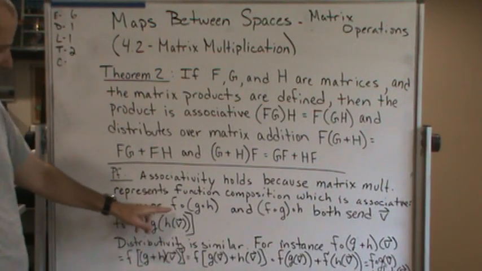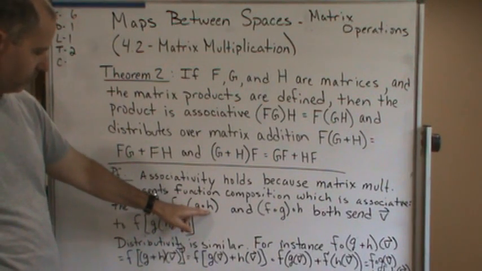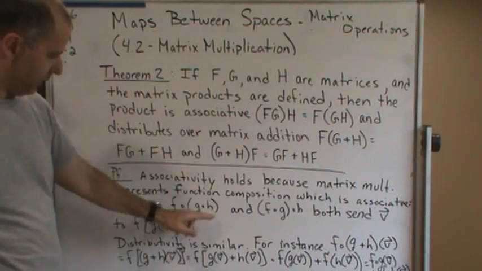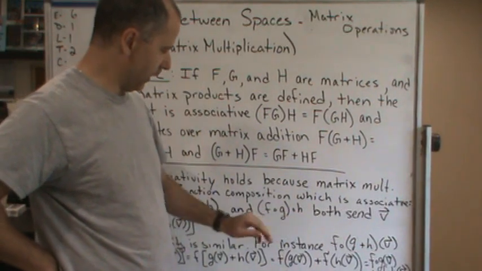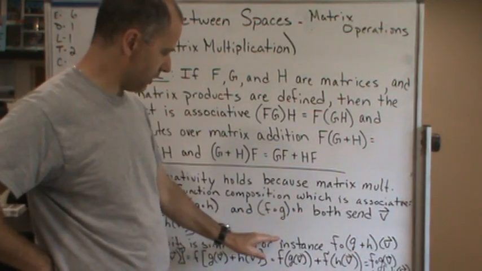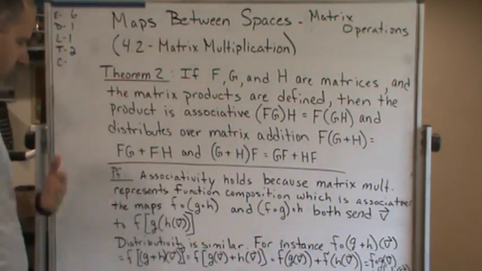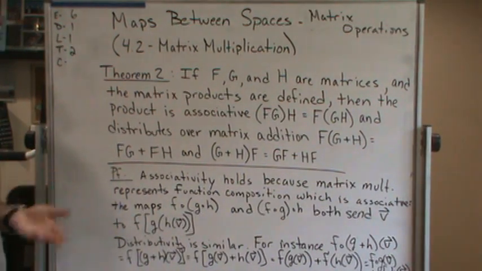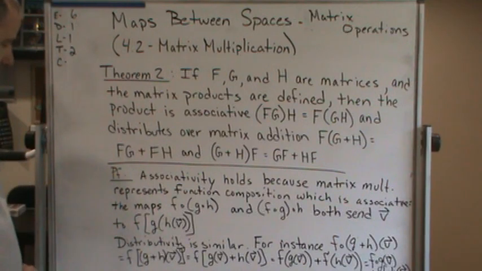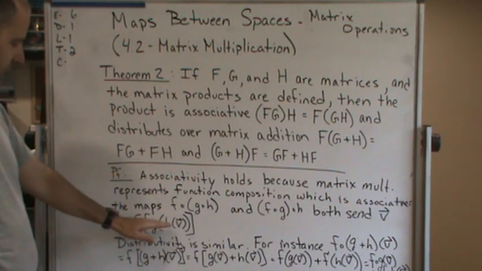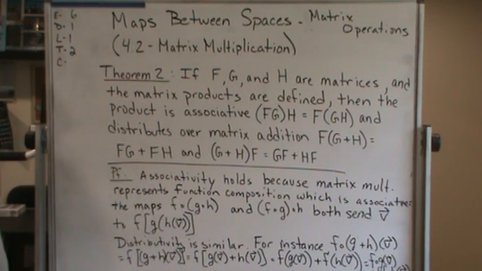So the maps of F circle G circle H, where you're doing this side first, and F circle G circle H, where you're going to do this grouping first, both send the vector V to the same place. It's still going to go through this process. Okay? F of G of H of the vector V.